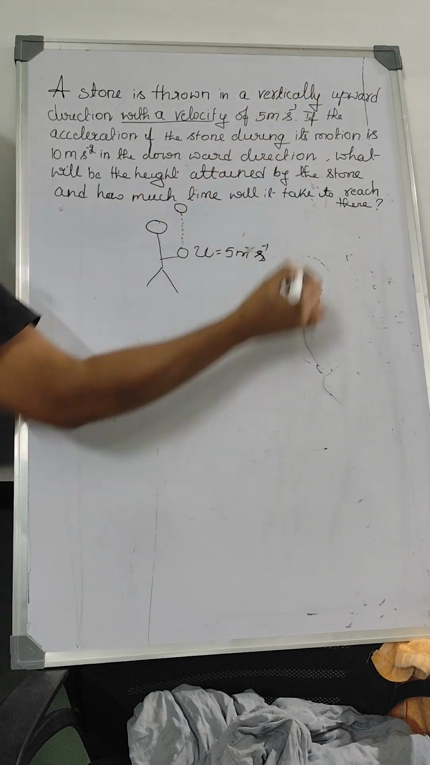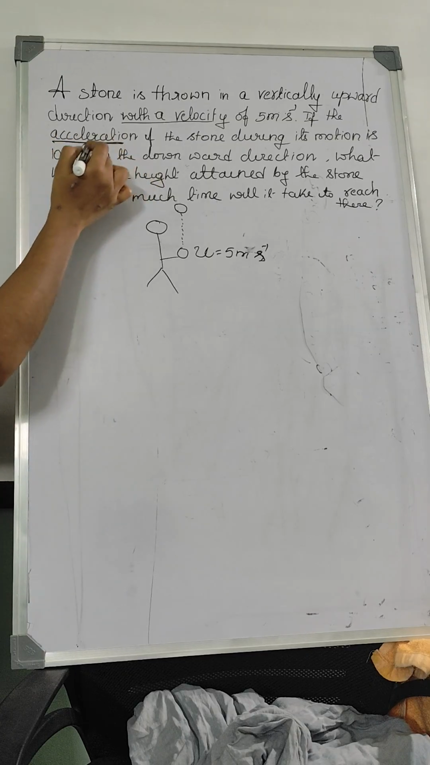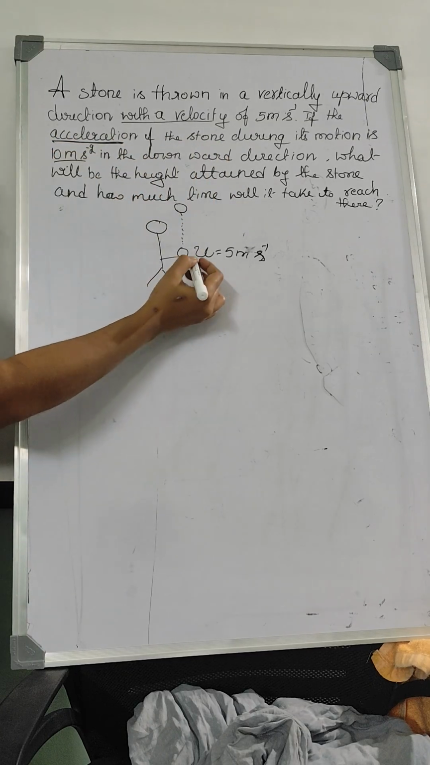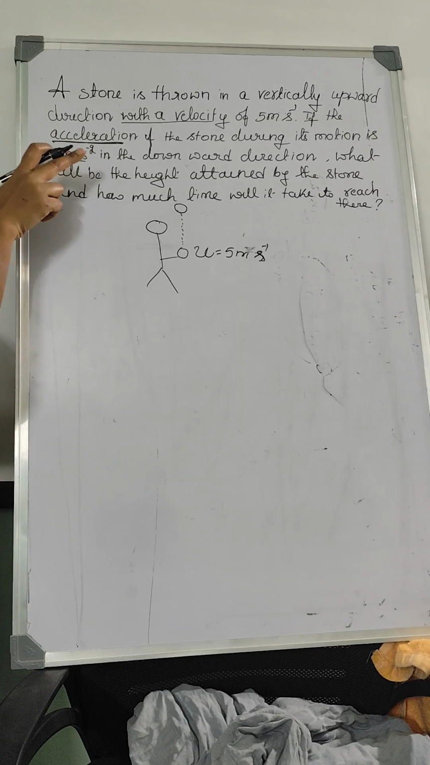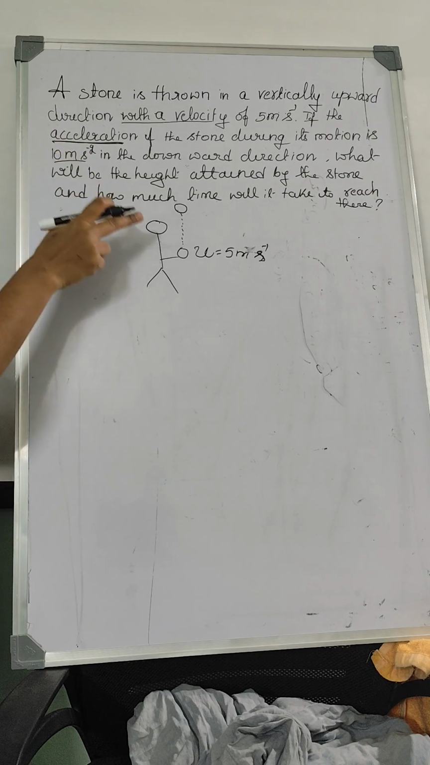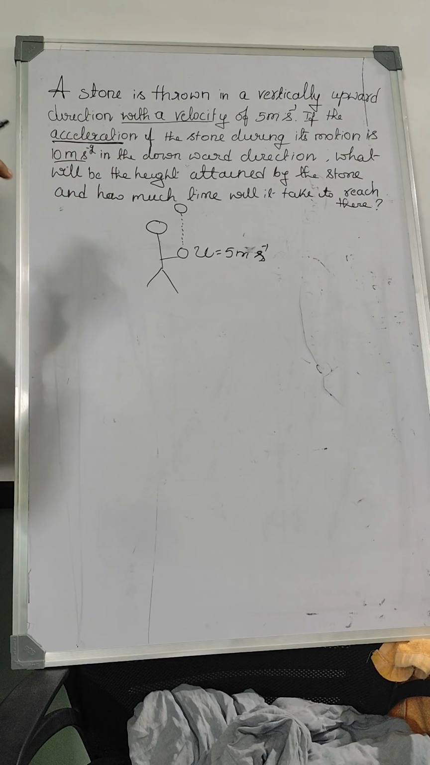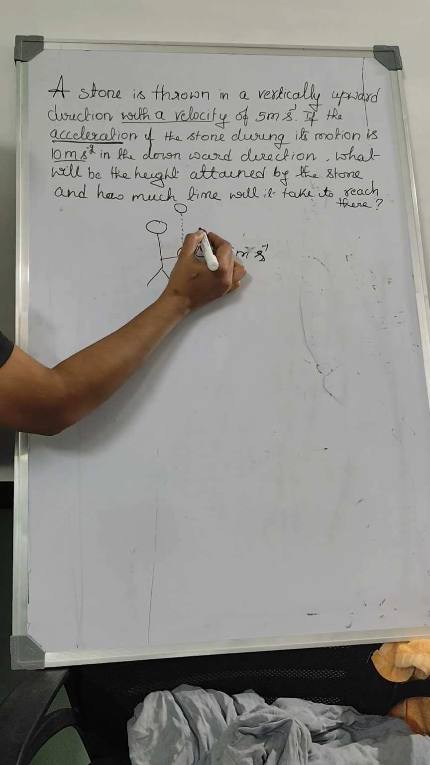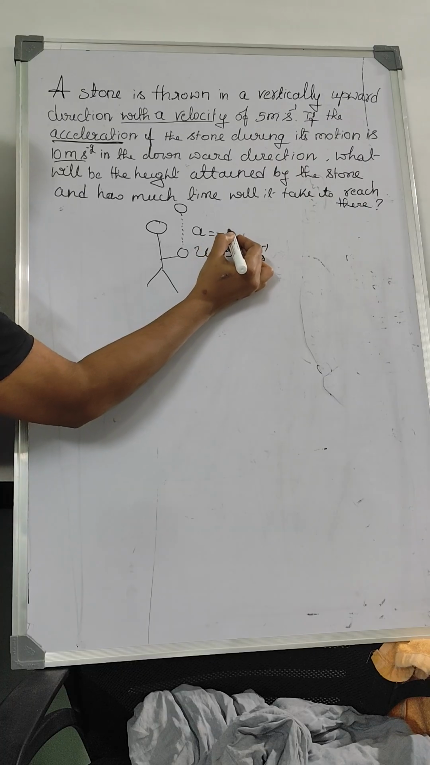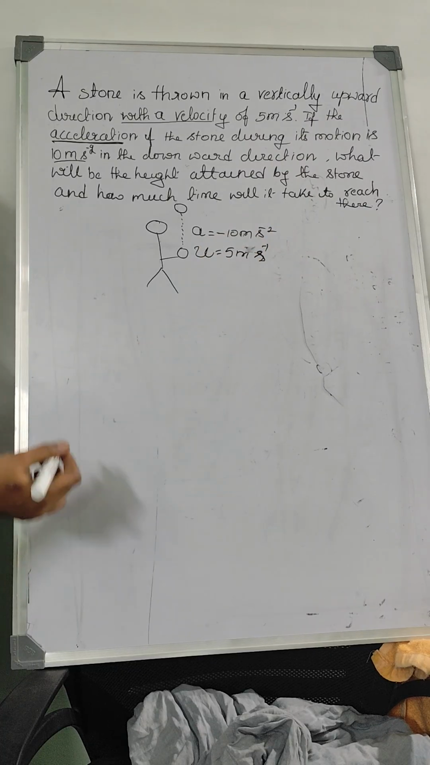Then, the acceleration of the stone during its motion is 10 meter per second square. Acceleration due to gravity is positive when the object is moving in the downward direction, but here the object is moving in the upward direction. So the acceleration due to gravity, a, will now become negative, minus 10 meter per second square. Then, is anything else given here?